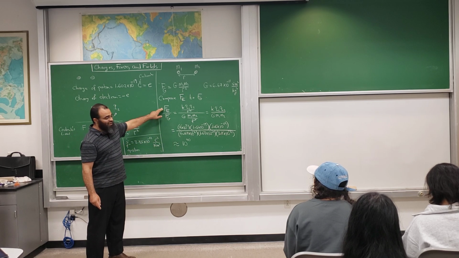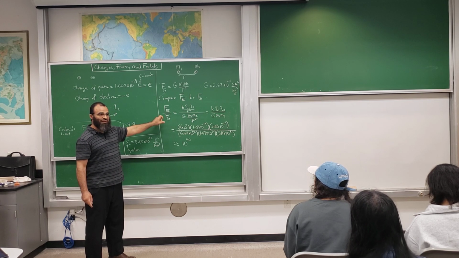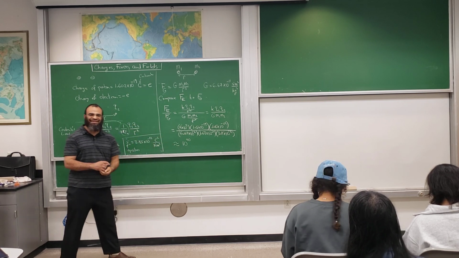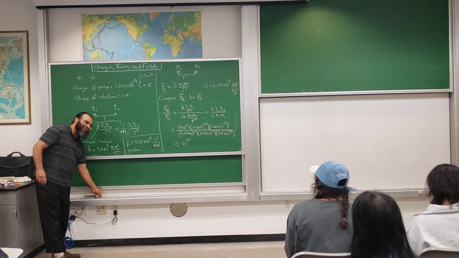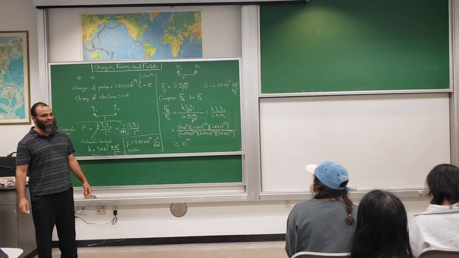The bottom line is this: the electric force is much stronger than the gravitational force. Just a little bit. So, it's not 2 times, it's not even an Avogadro's number of times. It's even bigger than that.